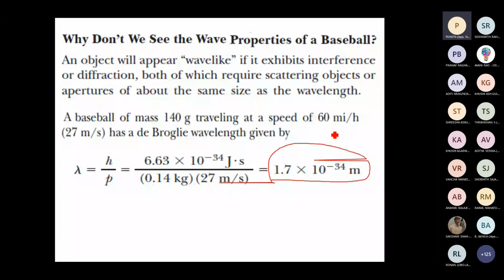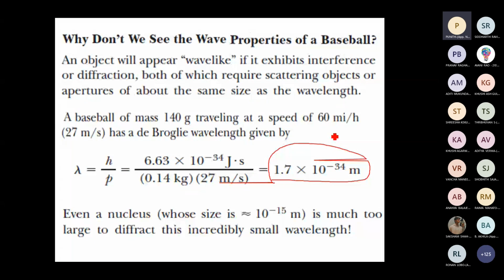Why? Because even if you take a nucleus, its size is about 1 Fermi. You need to have an aperture or a grating or any other object which should be of the order of 10 to the power of minus 34 meters. The nucleus is about 10 to the power of minus 15 meters, which is much too large. So in the current scenario, even the nucleus is too large to diffract this incredibly small wavelength.